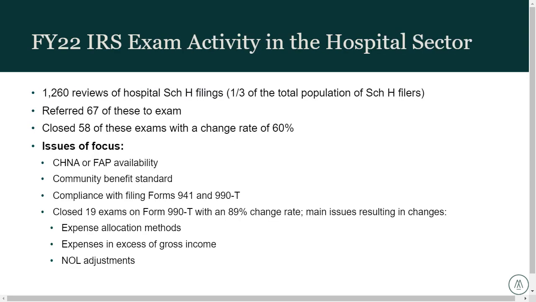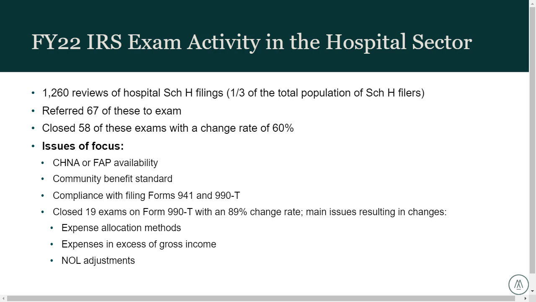The hospital sector has continued to be under review by the service, with fiscal year 22 seeing approximately 1,200 reviews of hospital Schedule H filings. So that's about a third of the overall population of exempt hospitals that are covered under 501(r). Of this total, just over 5%, or 67, were referred for exam. 58 of those closed with a change rate of 60%, which is considered to be sort of on the low end.